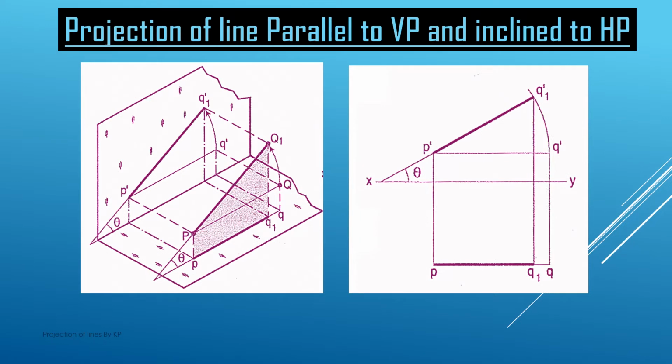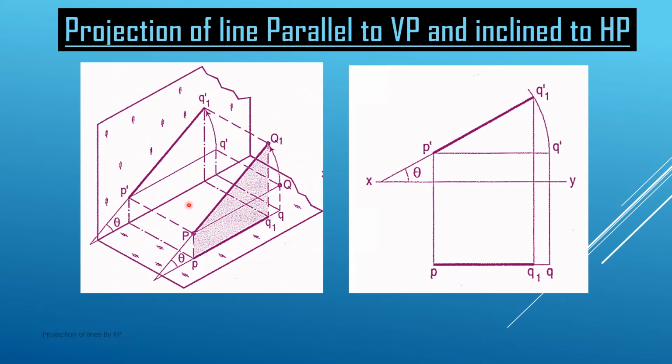Now the next case is when the line is parallel to VP and inclined at an angle of theta with HP. So suppose we have a line PQ, which is making an angle theta with the horizontal plane, and this is parallel to VP. As we discussed, because this line is parallel to VP, we are getting a true length on the vertical plane.